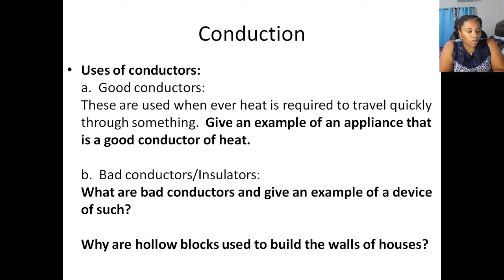Now here we have, why are hollow blocks used to build the walls of houses? Well, hollow blocks will contain air, right? And air is a bad conductor of heat. So, in times when it's very hot outside of the building, it won't get that hot on the inside because the air trapped inside the hollow block would be unable to conduct heat into the house. Whereas if it's very cold on the outside and inside is warm and toasty, the heat stays inside the house and won't be conducted away from the house.